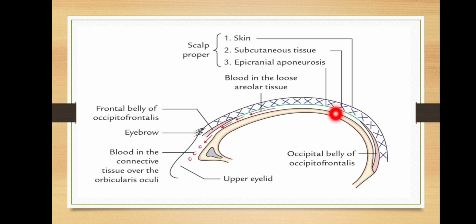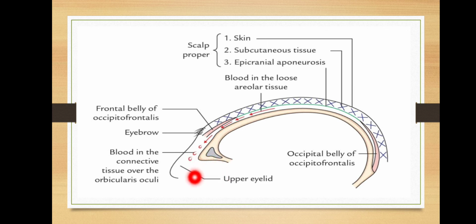What is the layer below the aponeurotic layer? The space. This is the space which is indicated in red arrow mark. This space is known as loose areolar tissue. I earlier said that this loose areolar tissue layer will contain the emissary veins. So when there is a damage to the emissary veins present in this layer, the blood in the connective tissue will flow over the orbicularis oculi muscle.